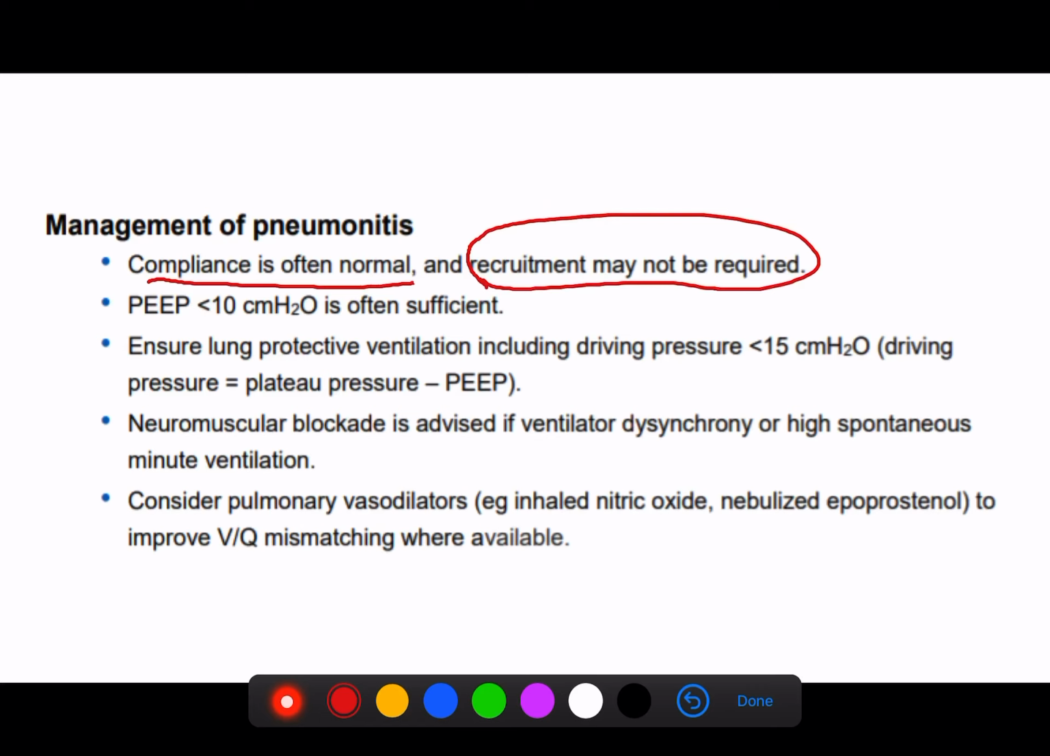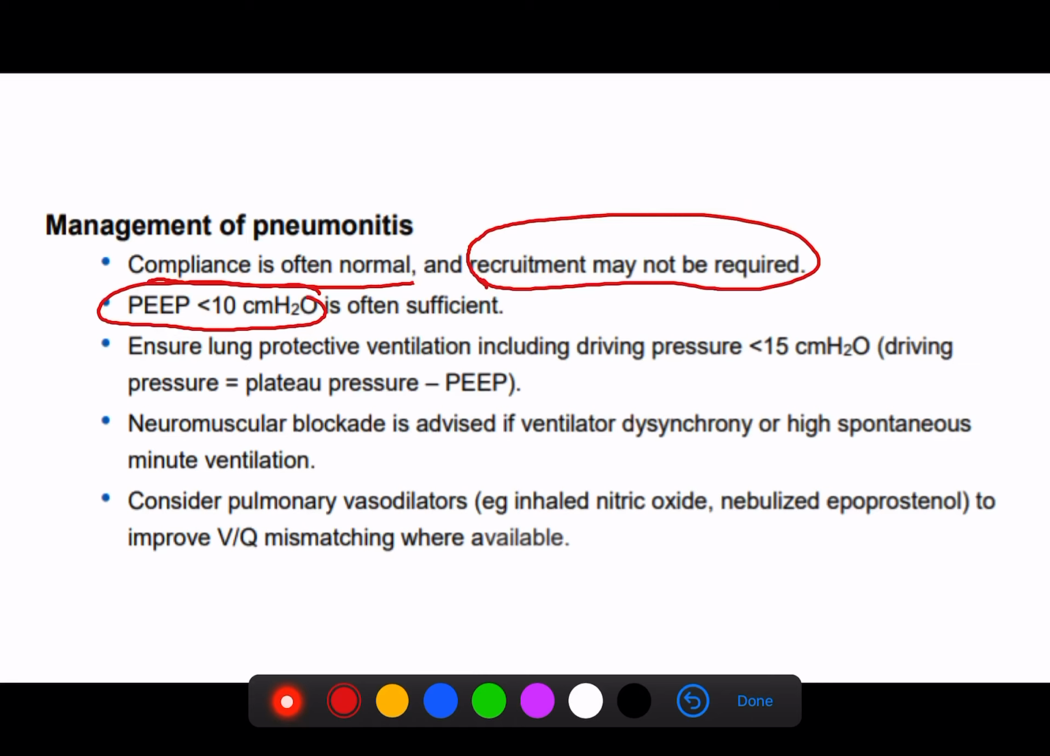And I generally have quite a low threshold for APRV, which I think is quite a comfortable mode of ventilation for patients if they want to spontaneously breathe, if you're having trouble with sedating them. And also I think it's really useful at recruiting things up over a matter of hours. And sometimes it can take 6 to 12 hours before you see the improvements when you're using APRV. But theoretically, these patients may not need as much recruitment, and as such, they may not need as high a PEEP as you might often see in the ARDS literature.